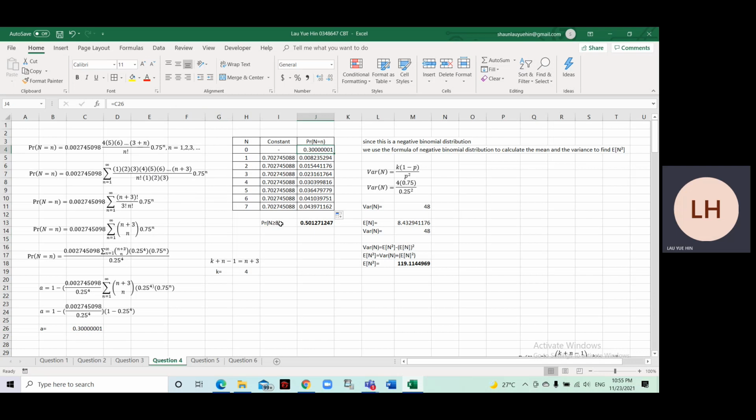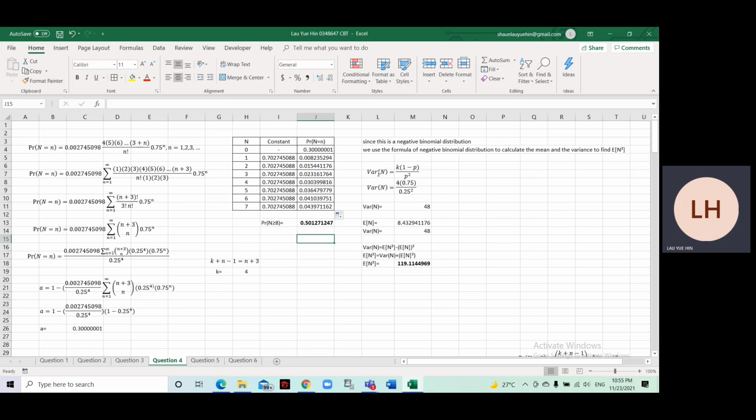Then how to find the probability that the number of claims is at least 8? I use 1 minus the summation of all of these probabilities. So at the end, I will get the answer 0.501271247.